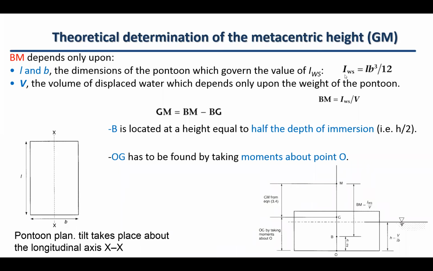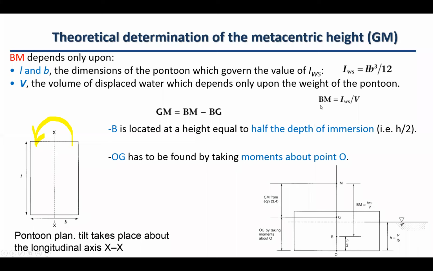So the second moment of the area can be calculated by this formula, because if I just show you here, for example, this is going to be tilting in this direction, and the second moment of the area is about this axis, which is equal to L times the B cubed over 12. So we have that formula, and the BM is the second moment of the area around the x axis divided by the volume of the water displaced, which is V in this case.